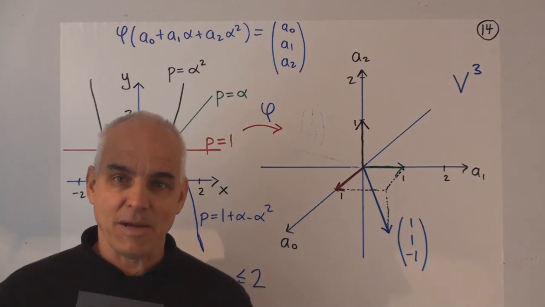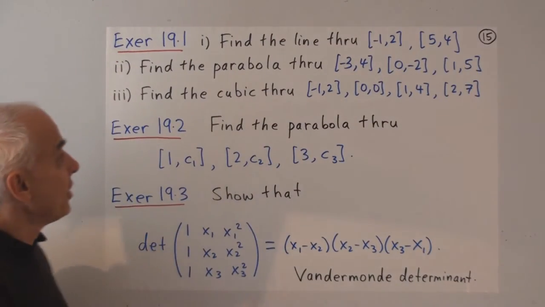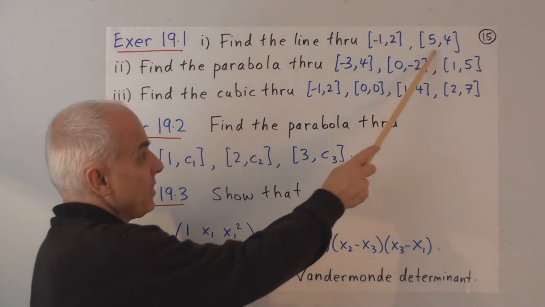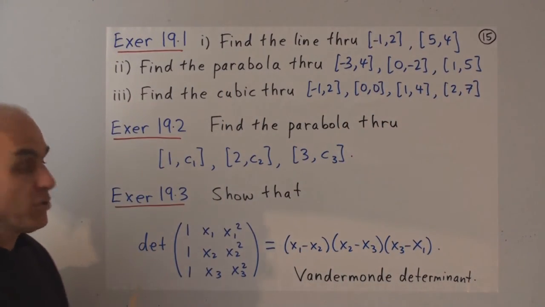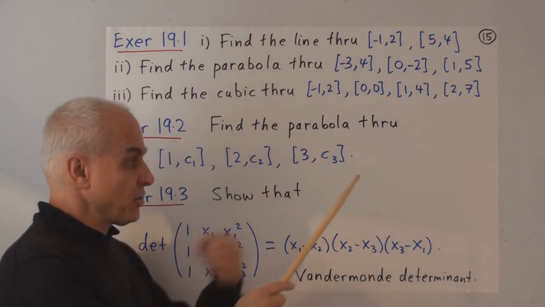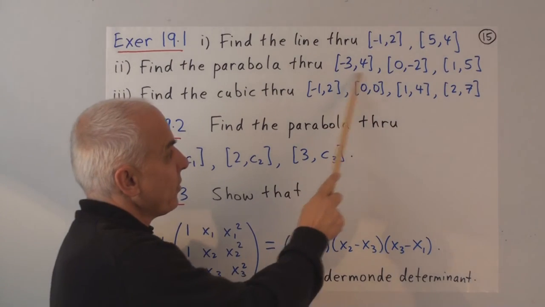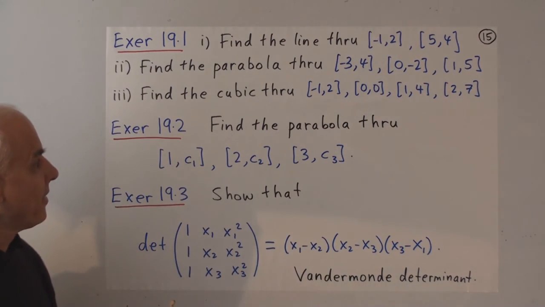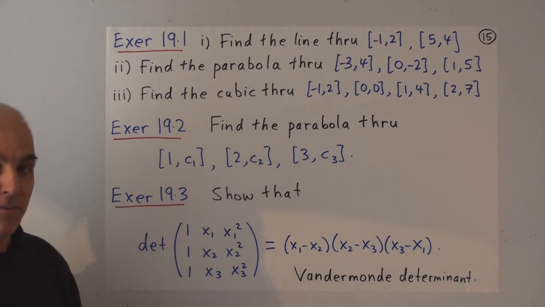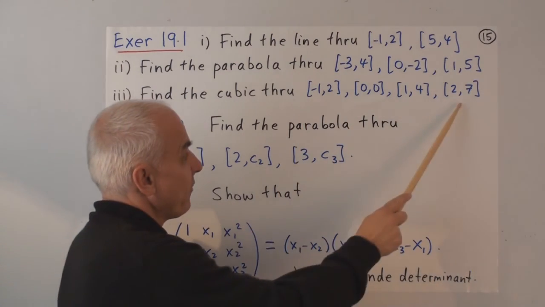Alright, so time for some problems. First exercise, to find the line through these 2 points using linear algebra. Find the parabola, or second degree polynomial equation, through these 3 points. Find a cubic, or degree 3 polynomial, through these 4 points.